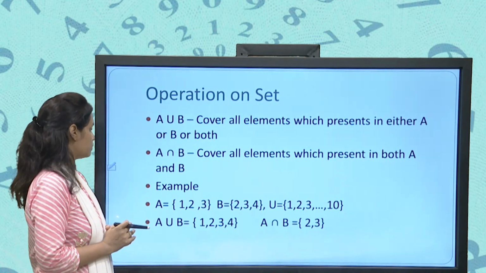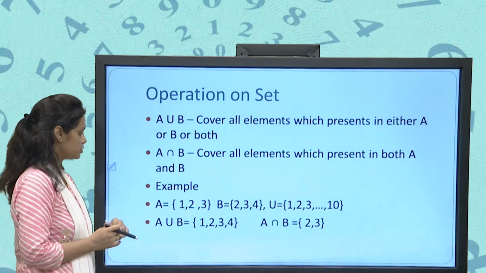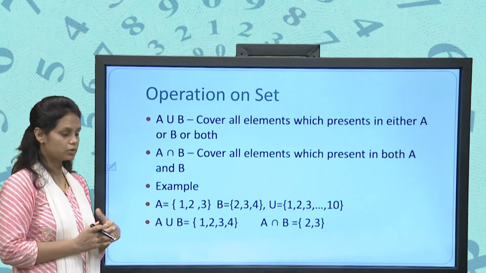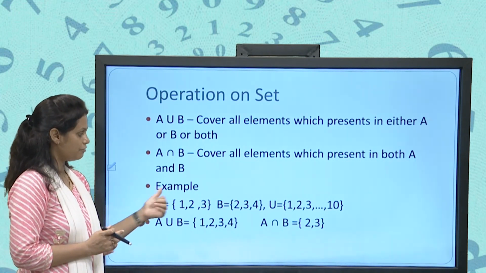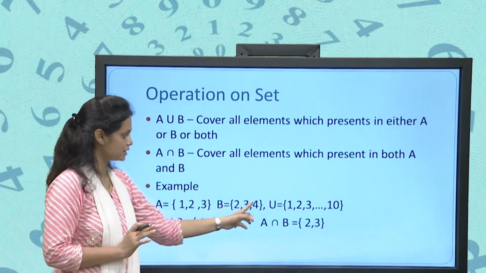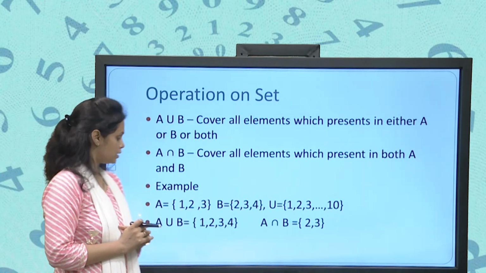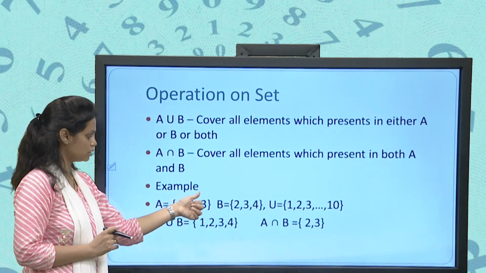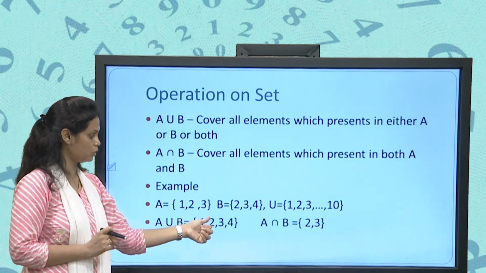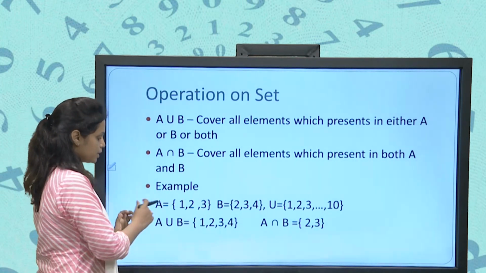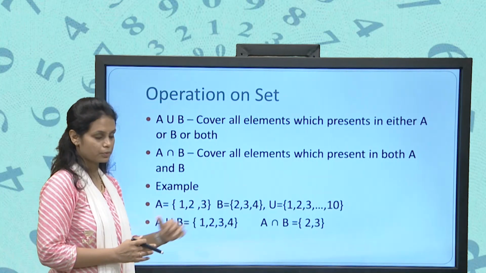Now next we will see an example. Suppose our A is 1, 2, 3 and B is 2, 3, 4. Our universal set is 1, 2, 3 up to 10. Now we will find the union. A union B is 1, 2, 3, 4. Why is it 1, 2, 3, 4? Because 1, 2, 3 is present in A, and 2, 3, 4 is present in B.